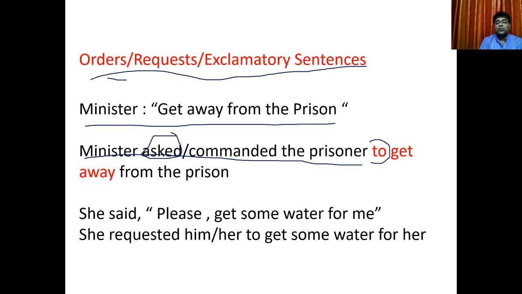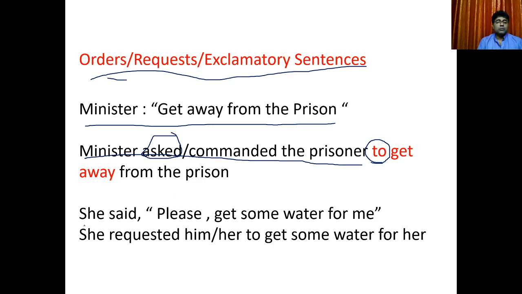to get away. See, the change is only to write "to", the imperative or conjunction, nothing else. Get away from the prison. Remember this, here the changing of the tense and all is not applicable at all. It doesn't come. So please remember, we just need to add "that" here. For statements we add "that". For WH questions we don't add anything. For yes or no questions, we have to add "whether" or "if". And for orders, requests or exclamatory sentences, we add "to".